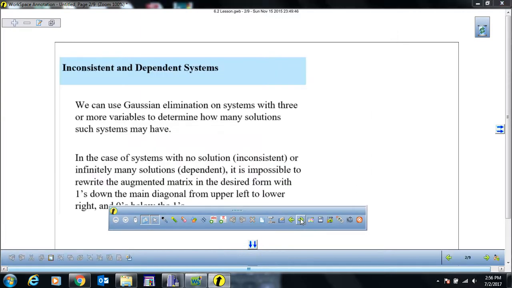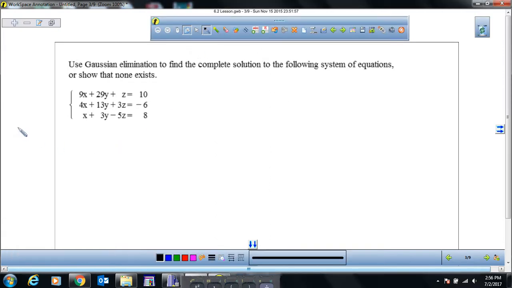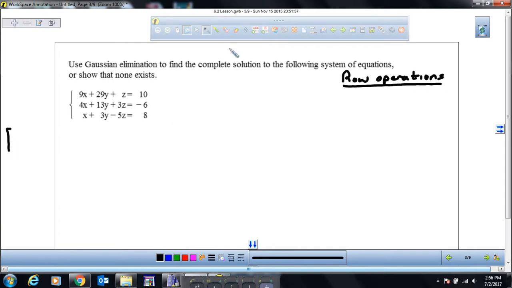Let's go ahead and begin with this problem. Use Gaussian elimination to find the complete solution of the following system of equations or show that none exists. So I'm going to be trying to do Gauss Jordan for all the problems. I'm going to do the row operations as usual on the right side. I'm going to show you all of them here. And let's start with the augmented matrix in this problem.